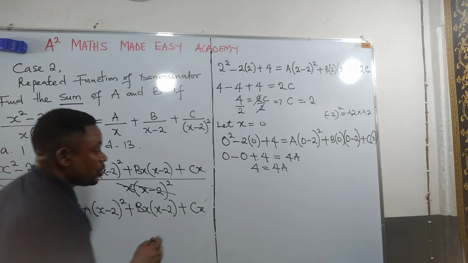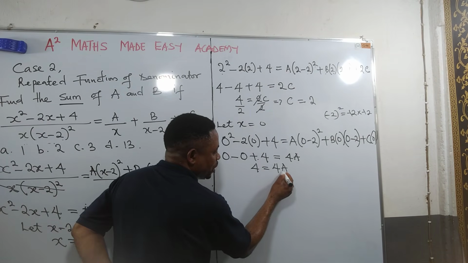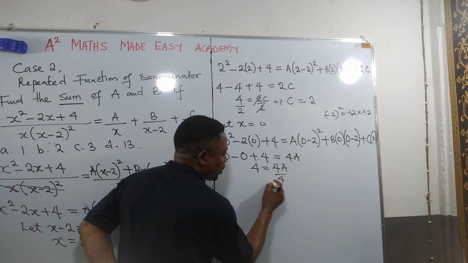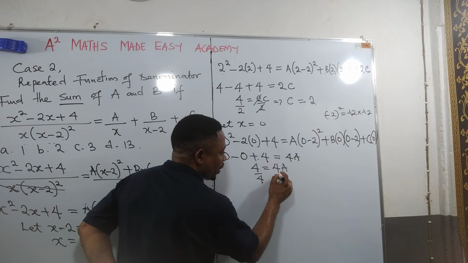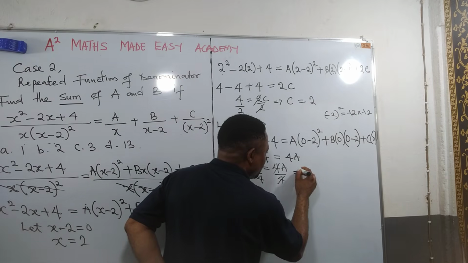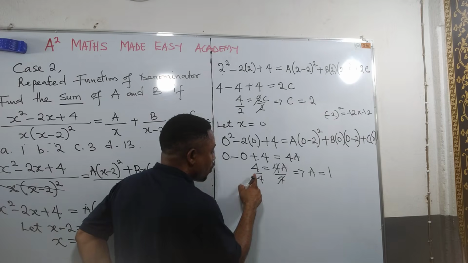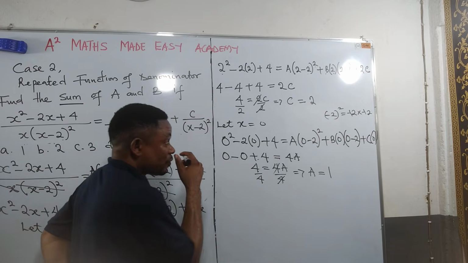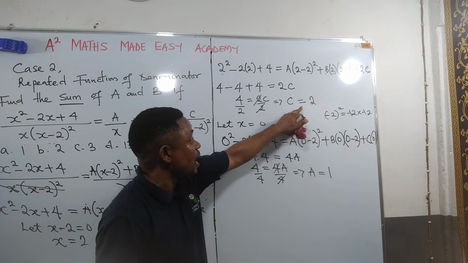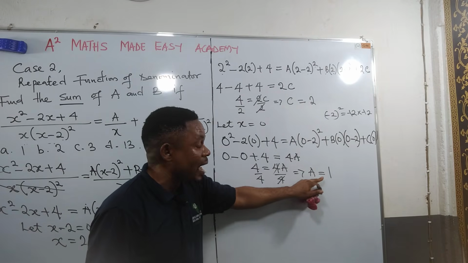A. So we have known this now. Make A the subject of the formula. Divide by 4. 4 will cancel 4. Now this implies that the value of A is equal to 1, because 4 over 4 will give you 1. So we have succeeded by knowing the value of C as 2 and the value of A as 1.